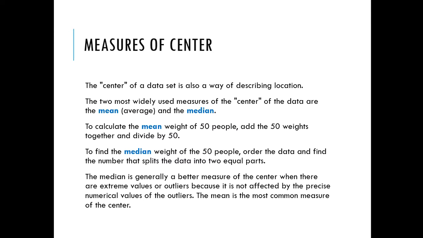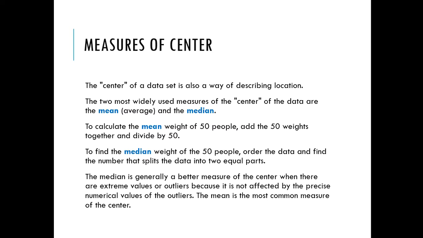To find the median weight of 50 people, I order the data and find the number that splits the data in two parts. The median is generally a better way to describe the data because of outliers. But most people do talk about the mean, which is the average.